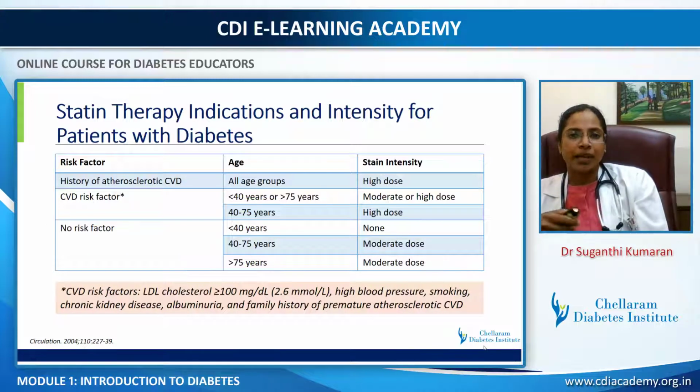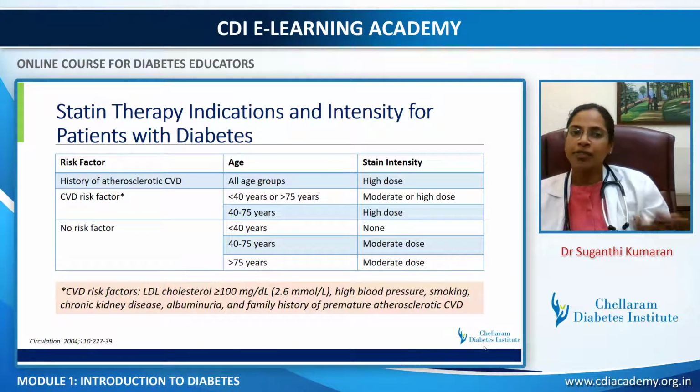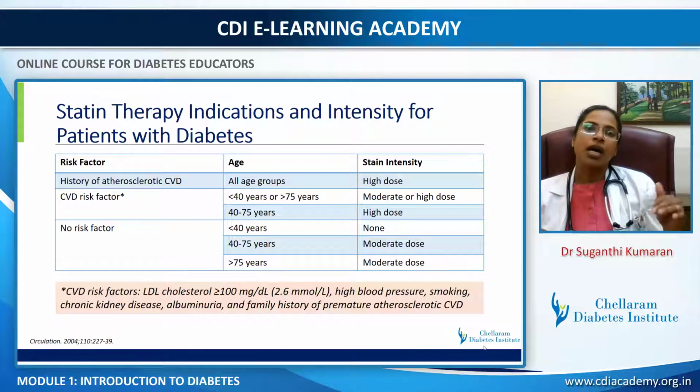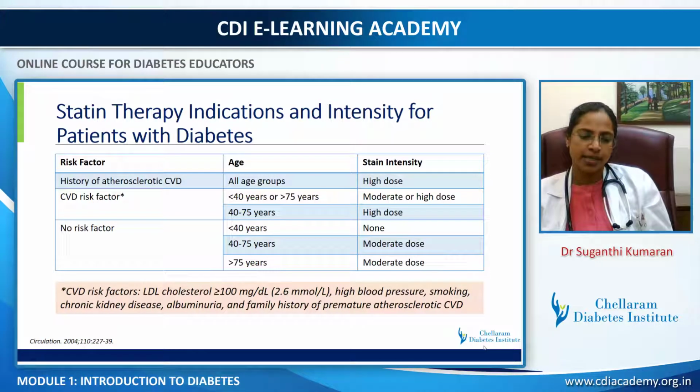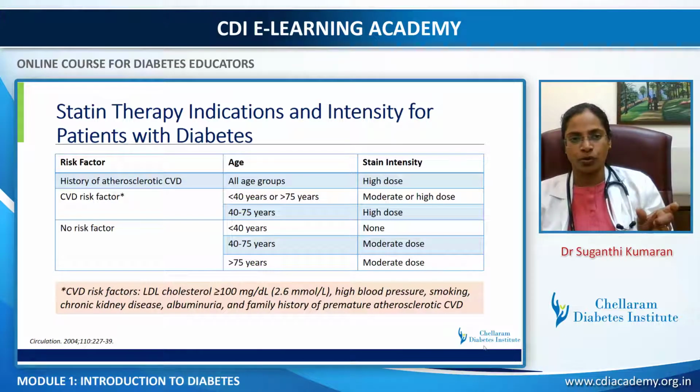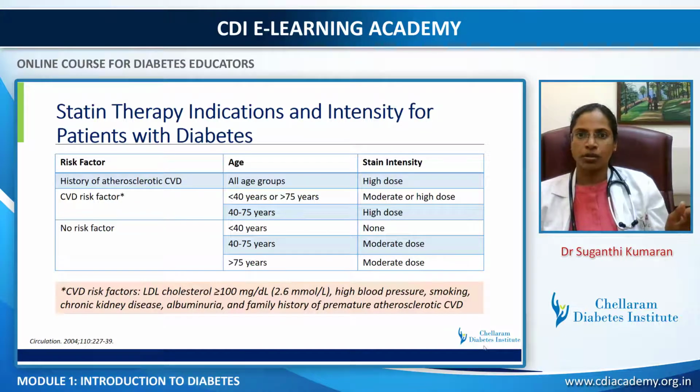Now, the indications which I had mentioned earlier: in diabetic patients with a history of atherosclerotic cardiovascular disease, irrespective of age, they have to go on high dose. If there is a cardiovascular risk factor, however, and the patient is less than 40 or greater than 75, we give moderate or high dose depending on the number of risk factors added. At 40 to 75, definitely diabetic patients have to be on high dose. No risk factor at all.